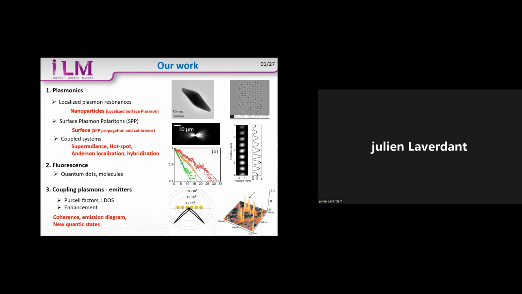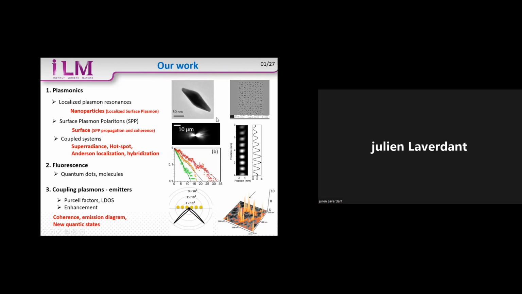So to give you an idea of what we are doing in my team, we work on optics, and especially nanophotonics. We are using plasmonics, which I will define: it's the optical properties of metallic nano-objects. We are interested in this field in many ways, for example nanoparticles, like the bipyramids you have here in the first image, which I will talk about a lot today.